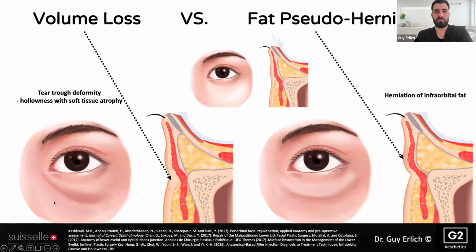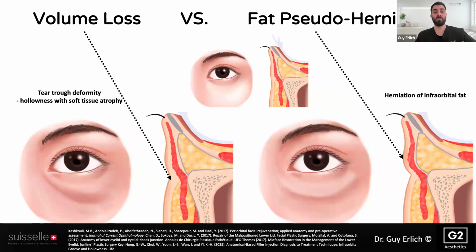On the contrary, if we see volume loss, the distribution of the hollowness is not homogeneous. So maybe the lateral part will be okay and the medial part will be atrophied, or the opposite, it doesn't matter, but it is not homogeneous because volume loss is not homogeneously distributed.